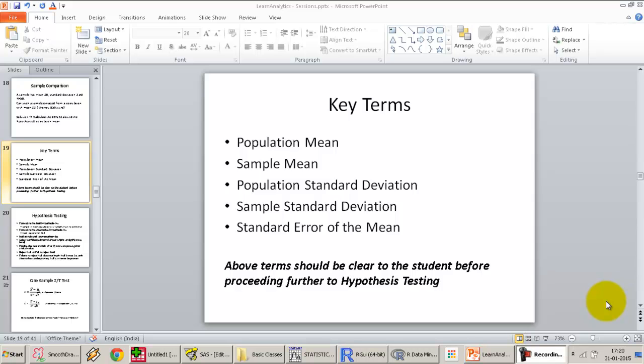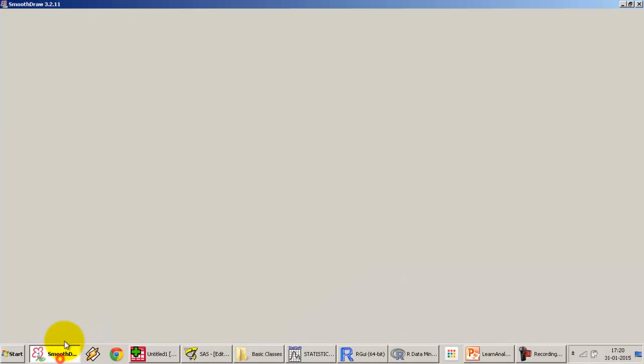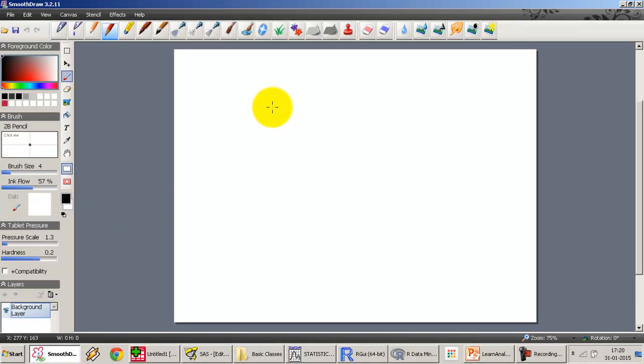Before we move on to hypothesis testing, I wanted to cover a few terms again. Quick recap. Before we go on, students must be very clear on the distinction and the importance of these terms. What do we mean by population mean, sample mean, population standard deviation, sample standard deviation, and standard error of the mean?